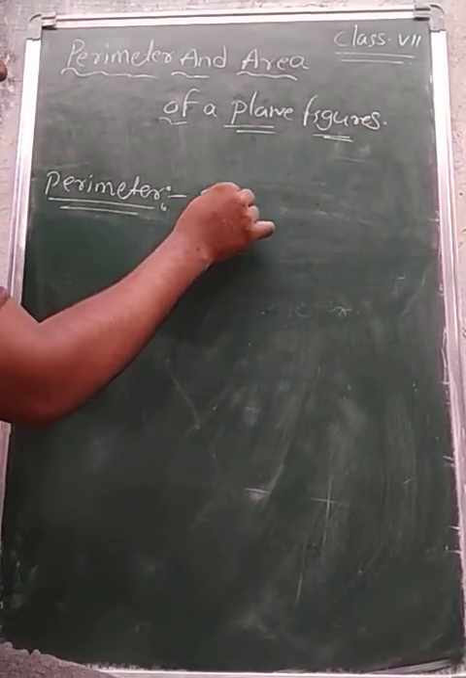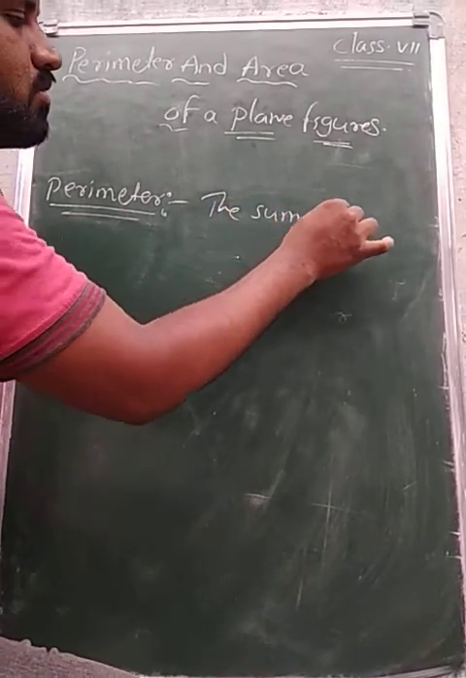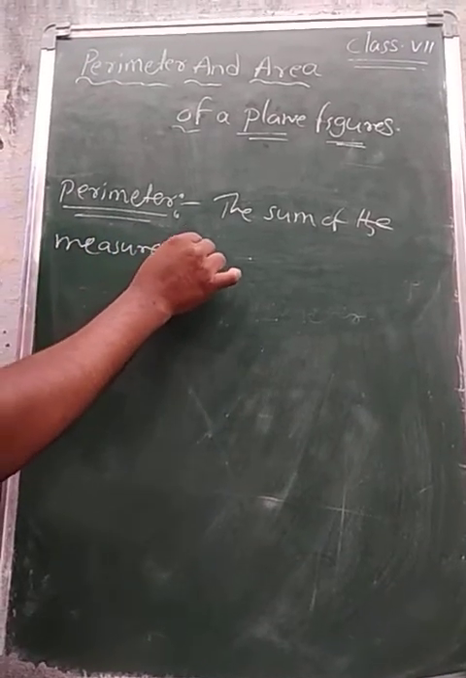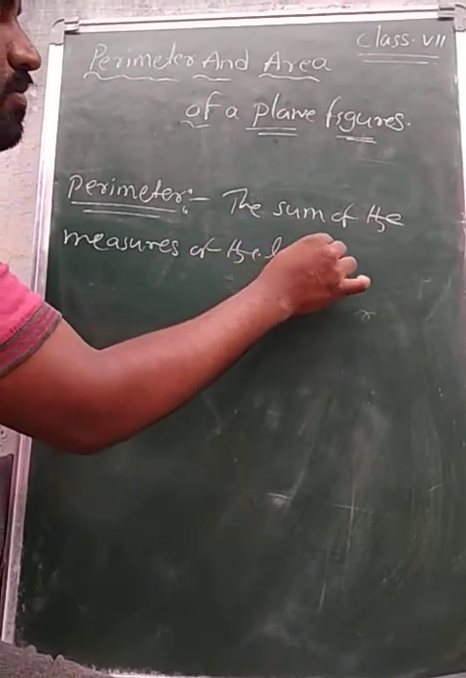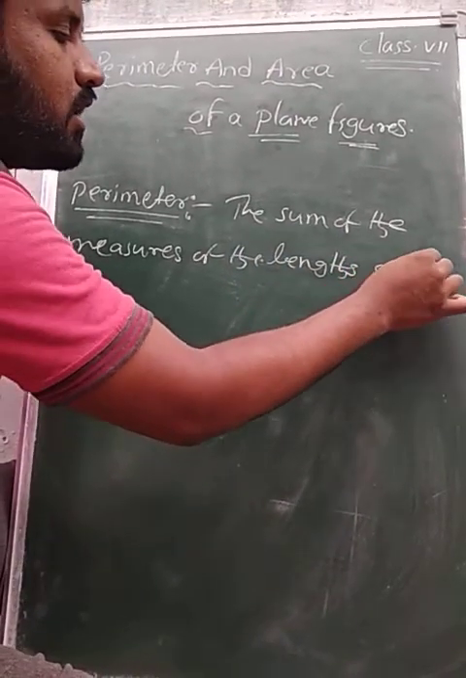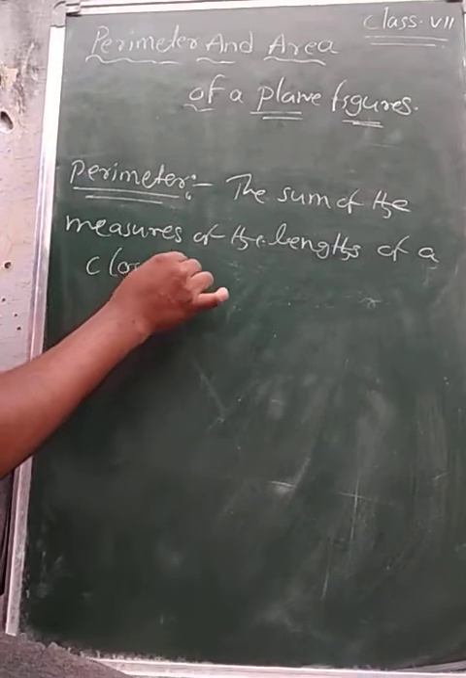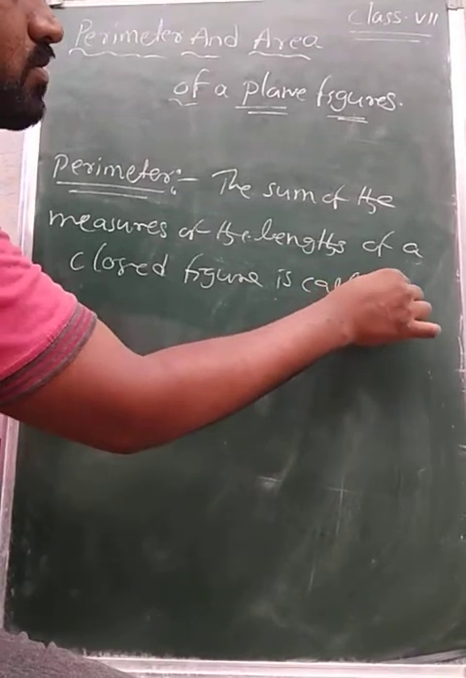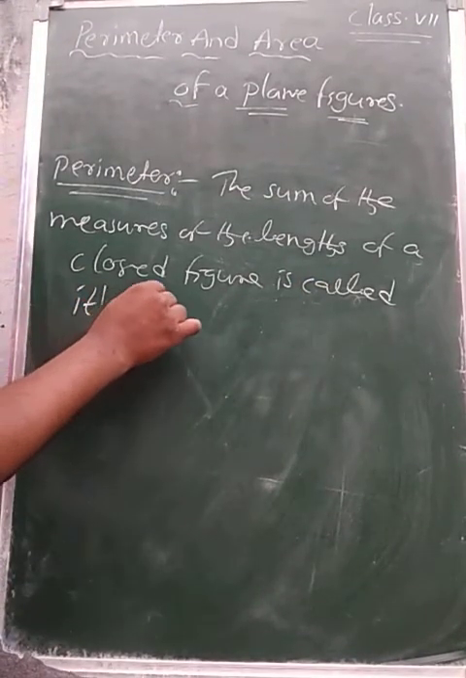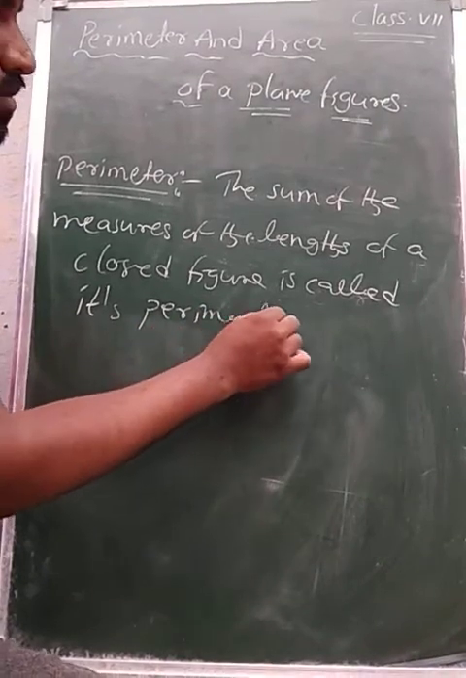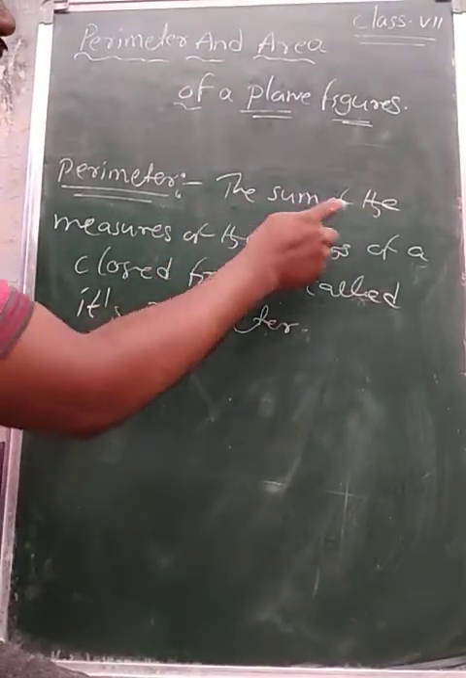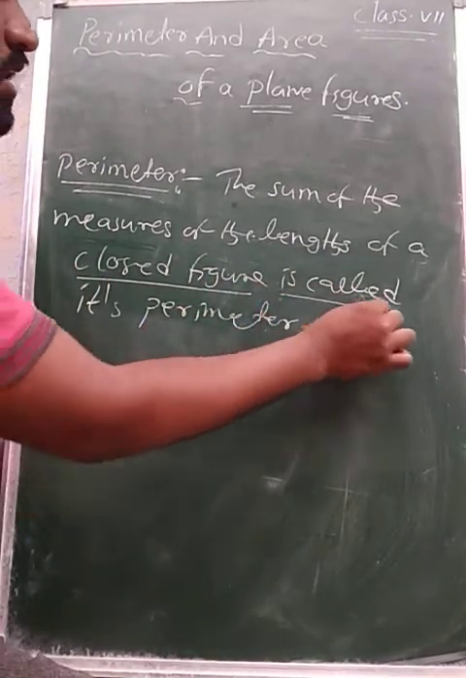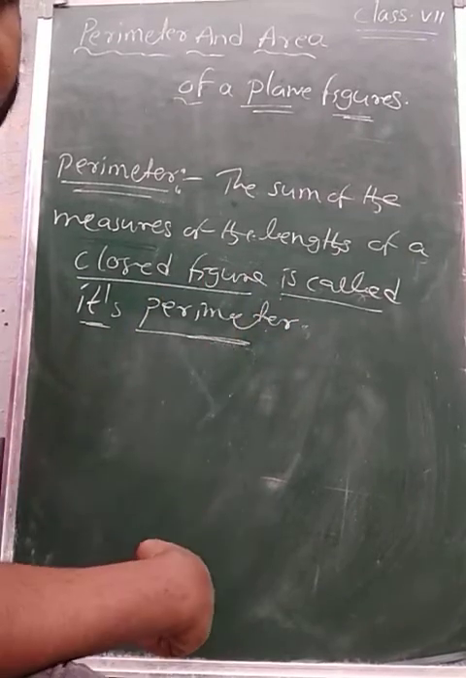Perimeter means the sum of the measures of the lengths of a closed figure is called its perimeter. The sum of the measures of the lengths of a closed figure is called its perimeter.